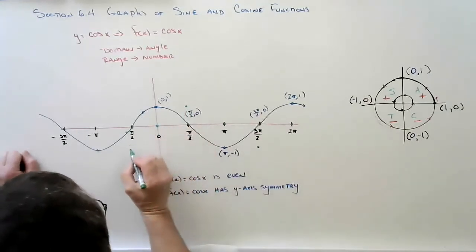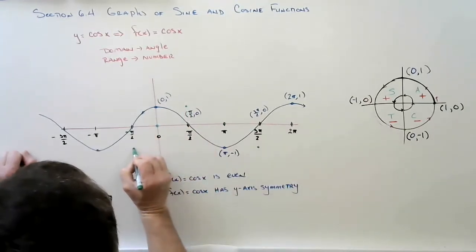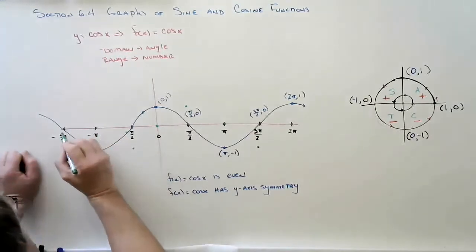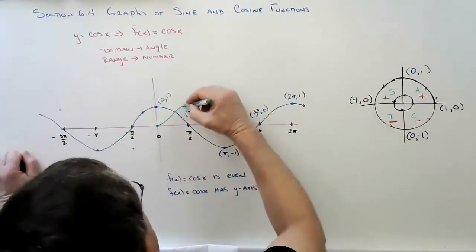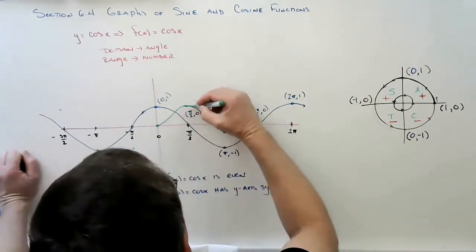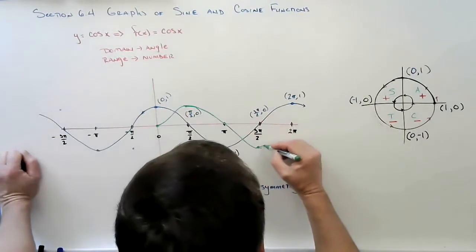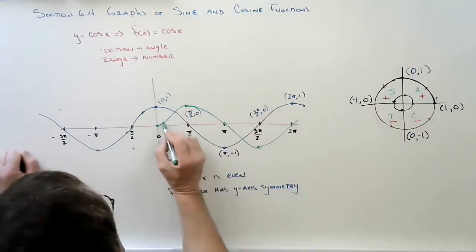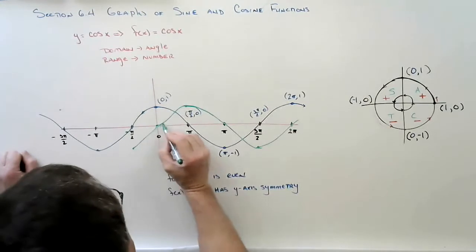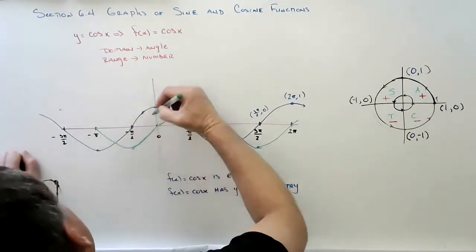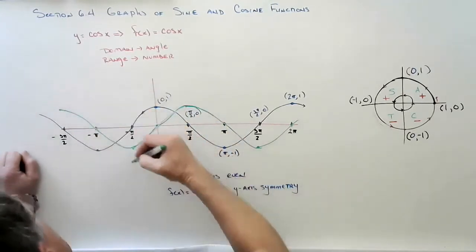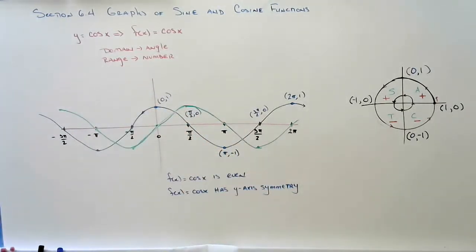And then here was -1. Here was 0. Here was +1, right? If we draw the sine curve right on top of the cosine curve, I think you'll notice that there's a relationship between these two graphs, right? There's a relationship between these two graphs.